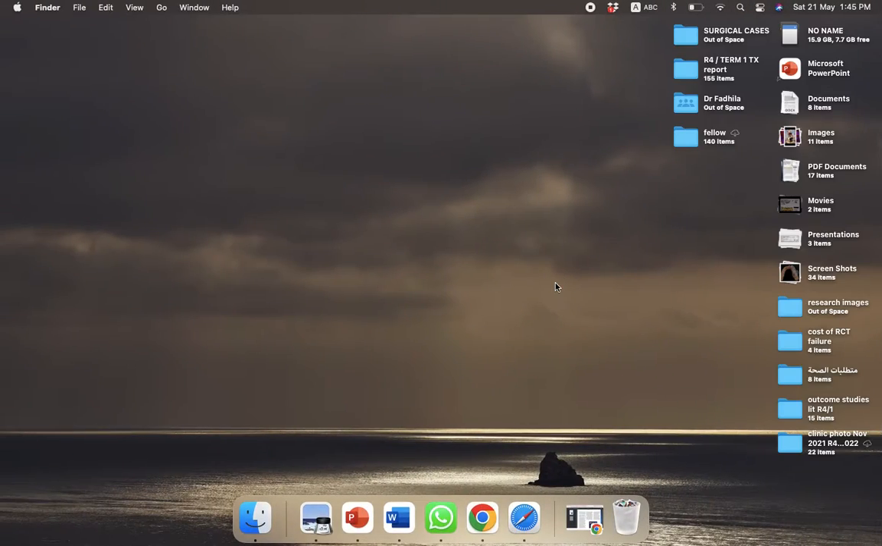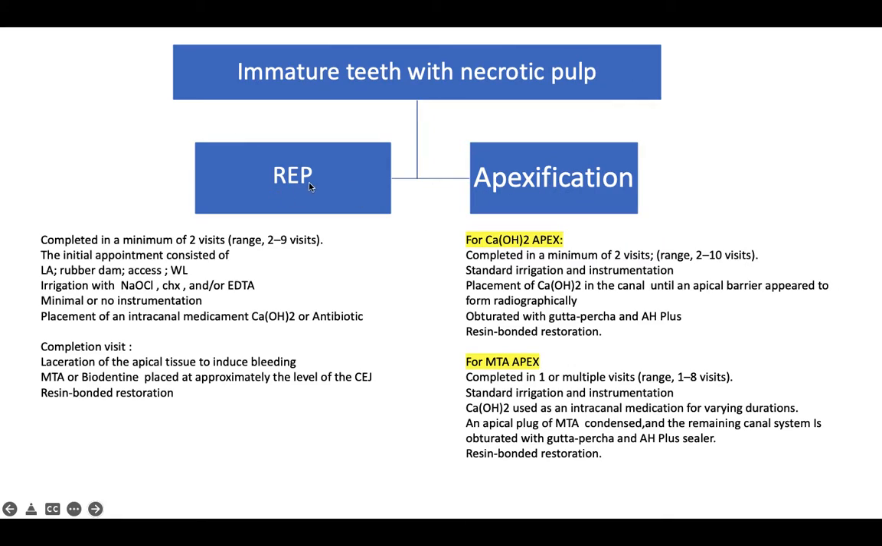So just to know the difference between the two, the REP procedure is completed in a minimum of 2 visits with standard initiation of local anesthesia, rubber dam, access, and working length, standard irrigation of sodium hypochlorite, chlorhexidine, and with or without EDTA, minimal or no instrumentation, and the placement of an intracanal medication, calcium hydroxide or antibiotic. At the completion visit, there should be an induced apical bleeding by laceration of the apical tissue. MTA or Biodentine is placed at an approximation to the cemento-enamel junction, and then it should be sealed with composite. The aim of this REP procedure is to have a continuation of the root formation and increase the thickness of the root wall dimensions.